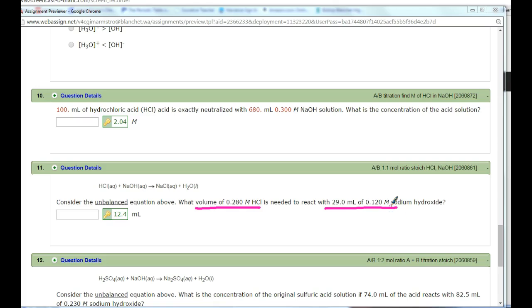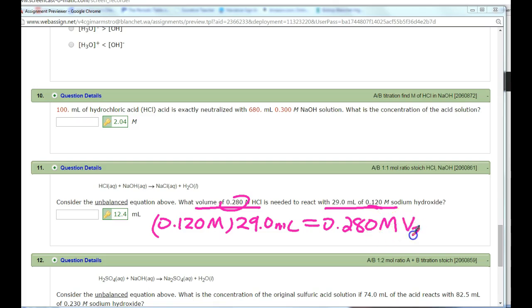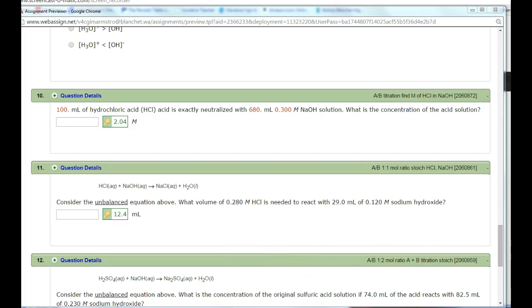Again, M1V1 is M2V2, or MAVA is MBVB. So the 0.12 molar times 29 milliliters equals 0.280 molar times V2, which we don't know. And in my calculator, I will plug in 0.120 molar times 29 and divide by 0.280, and that's going to be 12.4 milliliters.